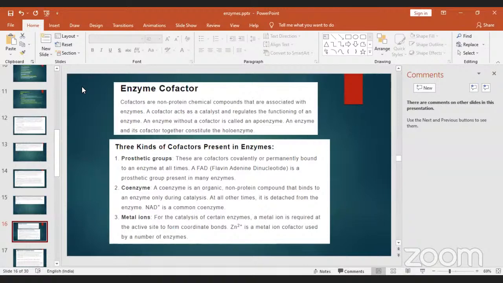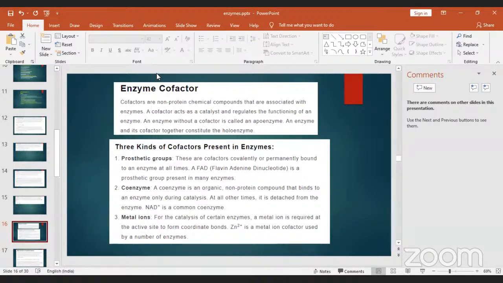Examples of metalloenzymes: cytochrome oxidase, hexokinase, catalase, nitrate reductase, and carbonic anhydrase. These are the metalloenzymes. In these enzymes, metal ions such as iron, magnesium, manganese, molybdenum, and zinc are present.